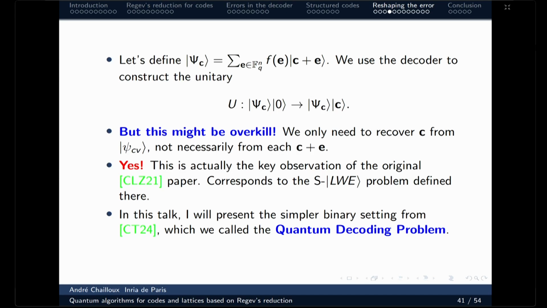And this was actually the key observation of the first Chailloux André paper, right? They said, I'm not going to try to solve this function classically, but I'm going to look at it quantumly. So this is how they define, in the lattice world, the search LWE problem. In this talk, I'm not going to talk about Chailloux André. I'm going to talk about the most basic way to understand what's going on, which is the binary setting, so for binary linear codes, and what we present is this quantum decoding problem.